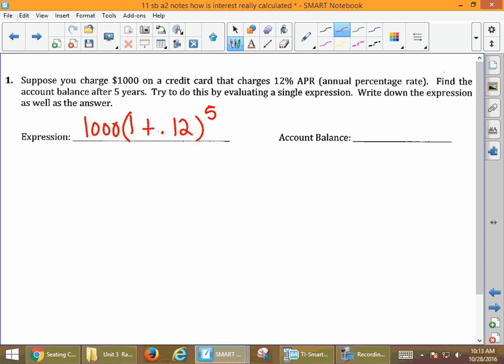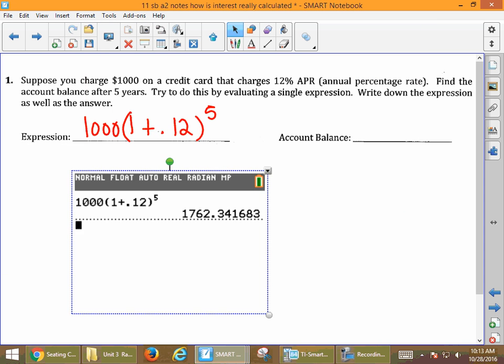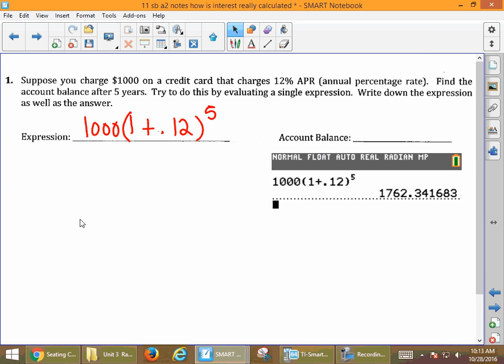So once we know that, then we can type this into our calculator, and we've got 1,000 times 1 plus 0.12 to the 5. There's our single expression. And when we do that, we'll get this value. Remember, we're dealing with money here, so we want to round to the nearest hundredth, and we end up with $1,762.34.